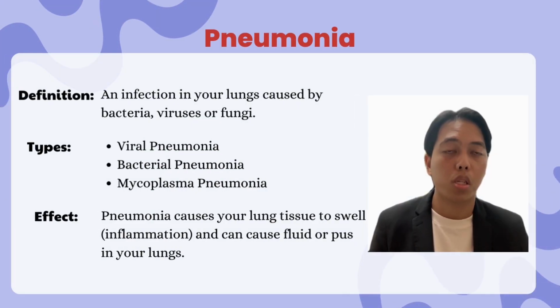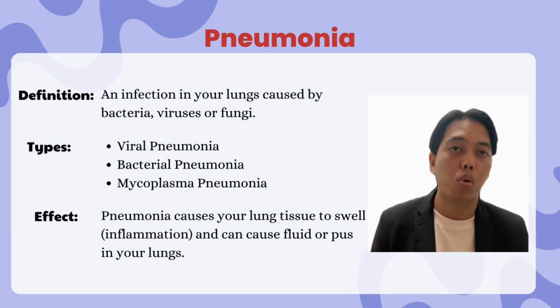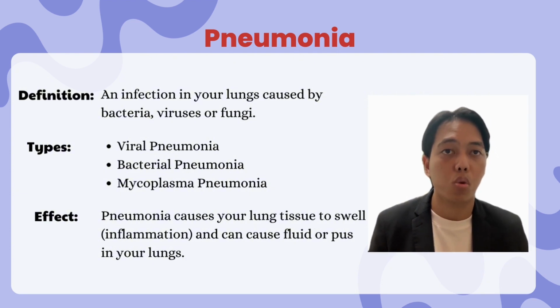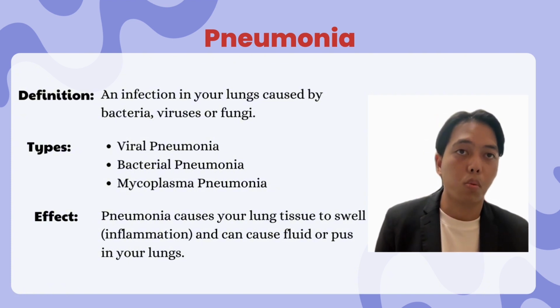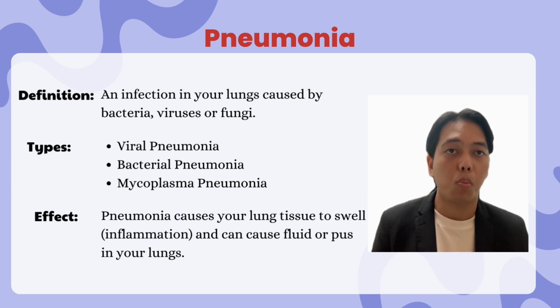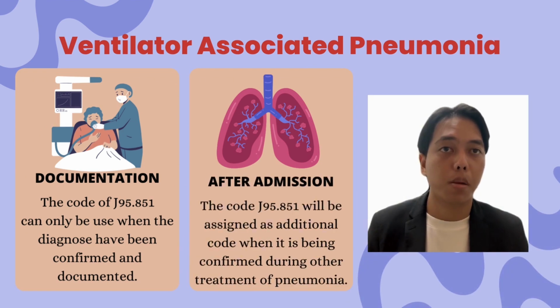So now I'm going to talk about ventilator-associated pneumonia. First things first, we need to know the definition of pneumonia itself. Pneumonia can be defined as infection to your lung due to viruses, bacteria, and fungi. This disease can cause inflammation to your lung tissue, and it can also cause pus in your lung. There are a lot of types of pneumonia, but the most common ones would be viral pneumonia, mycoplasma pneumonia, and bacterial pneumonia. So the question that will come to mind is, how can you code these conditions?